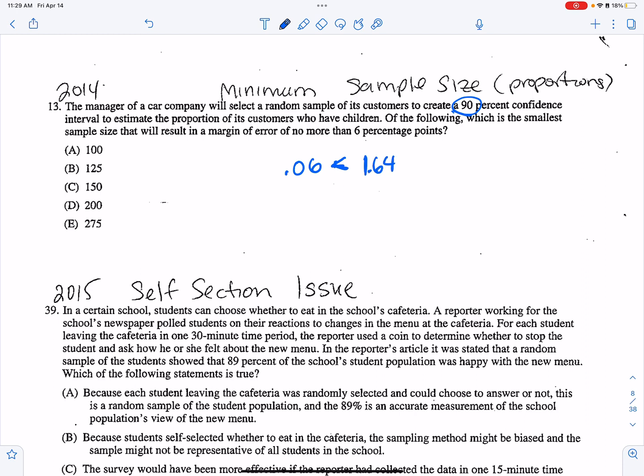And then it is going to be... this one did not give me a p and q either, so I have to use 0.5 over n, put that into NSolve, and you will end up getting D.